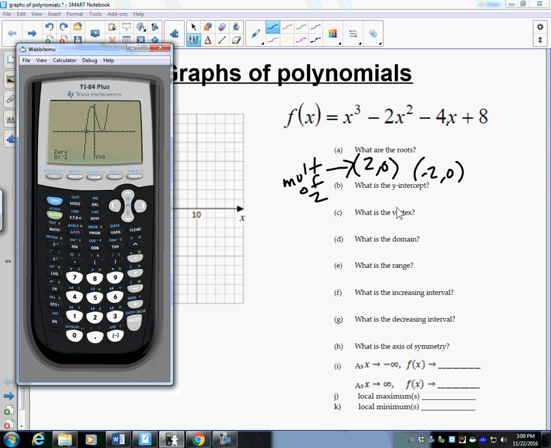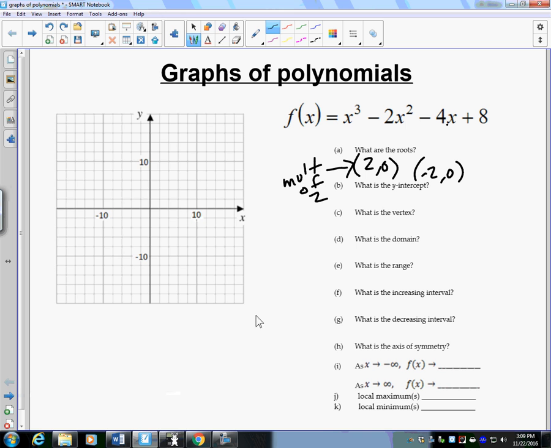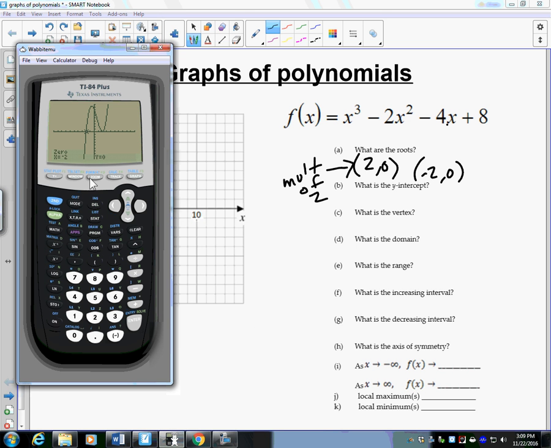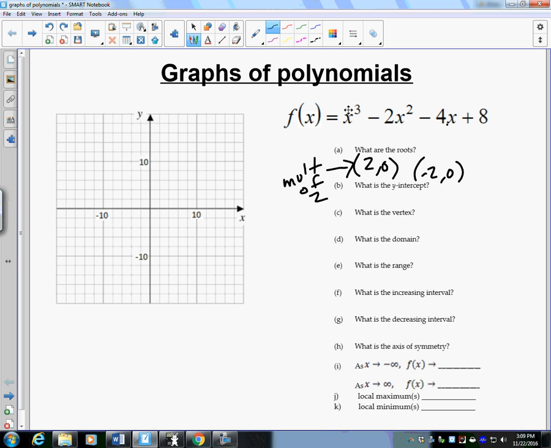To find the y-intercept, you can do this again on the graph if you want, but the easiest way is just to set x equal to 0. So if I set x equal to 0, minus 2 times 0 squared, you should have the answer before I even write all this out. Setting everything equal to 0, this is all 0 except for plus 8. So the y-intercept is at 0, 8.